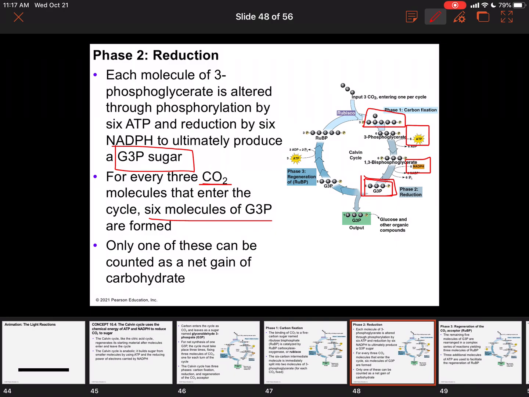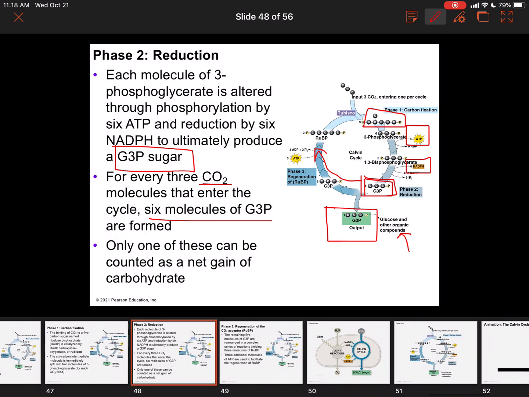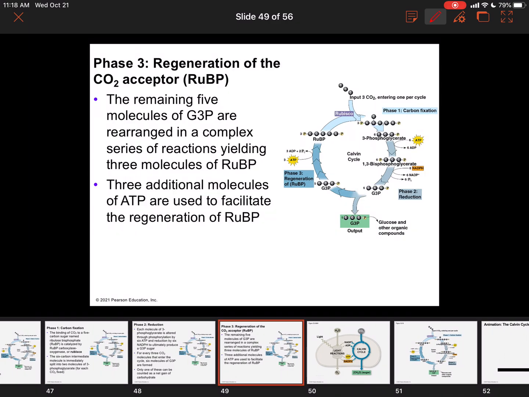All right. Now, when 6 of those molecules get sent through the cycle, 5 of them are going to keep going through the cycle, and only 1 is going to come out and be used to make glucose and other organic compounds. So only 1 will be considered a net gain, okay? And then we're going to regenerate Rubisco again.